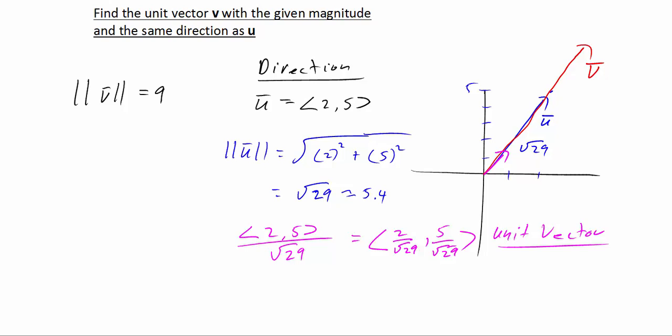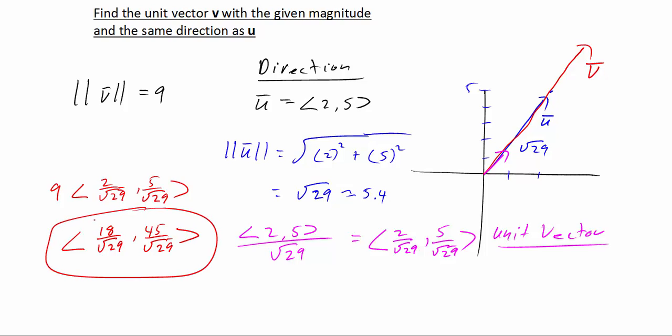Well, if we take this vector and multiply it by the magnitude of 9 that we want, we would just take 9 multiplied by the vector 2 over the square root of 29 and 5 over the square root of 29. Because this one has a magnitude of 1, multiplying it by 9, it will now have a magnitude of 9. So the new vector would be 9 times 2, which is 18 over the square root of 29, and then, of course, 9 times 5 would be 45 over the square root of 29.